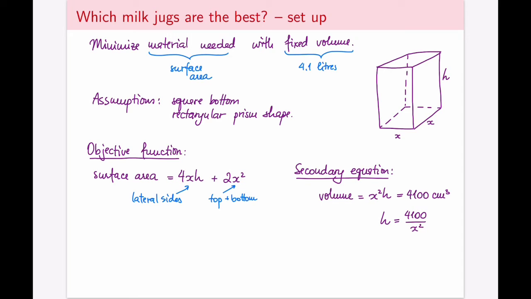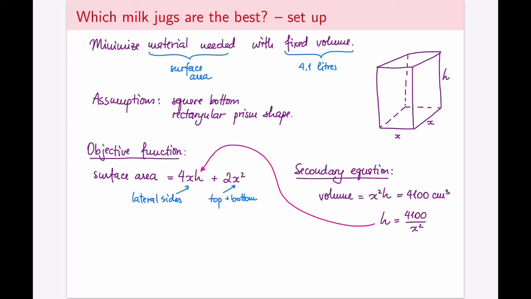And then I'm going to plug this in for h in my objective function. Now, just because I said that solving for x will be more difficult doesn't mean that it's not a valid approach. You can of course solve this equation for x and then replace x in both places here and end up with the surface area only in terms of h.